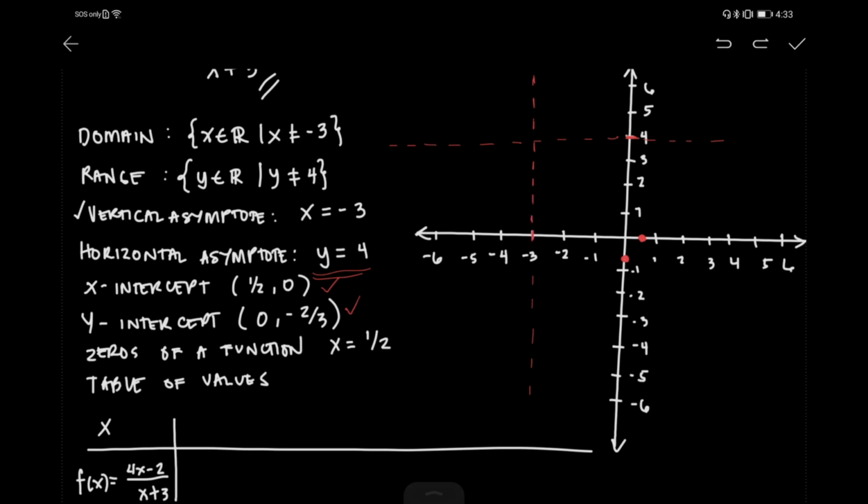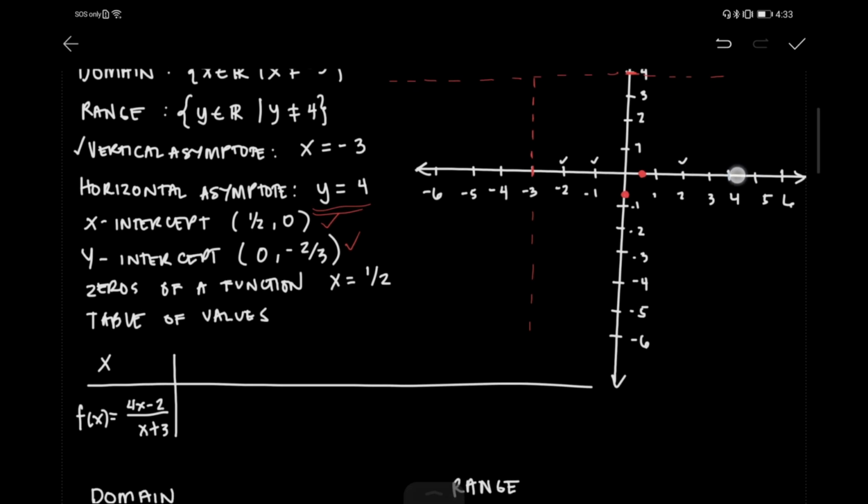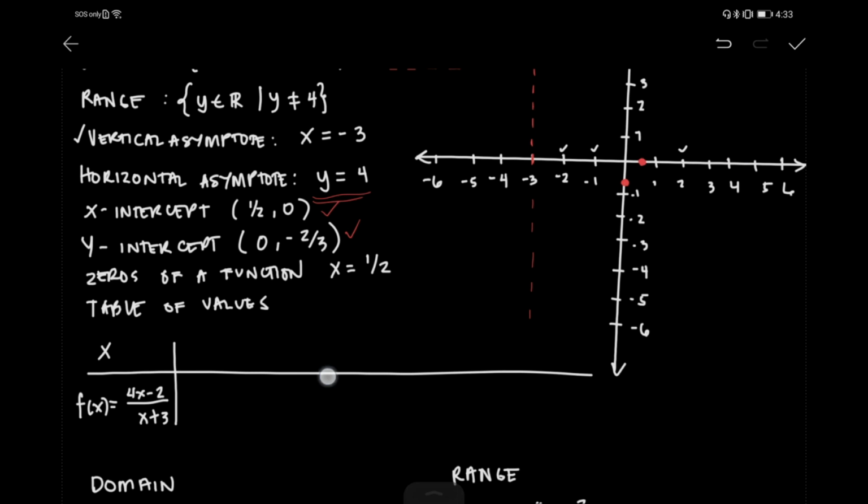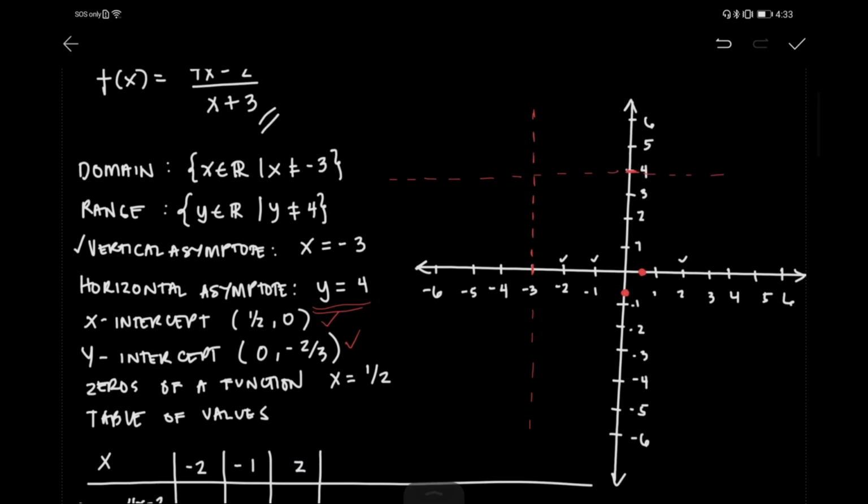So this time kumuha tayo, halimbawa ito is negative 2, negative 1, and of course kunin natin si positive 2. Okay? So this is what will be the value of your y if x is negative 2, if x is negative 1, then if x is positive 2. Okay? So this is for the right side.